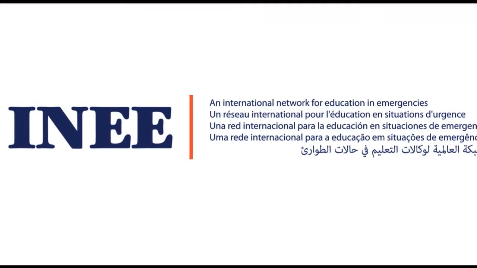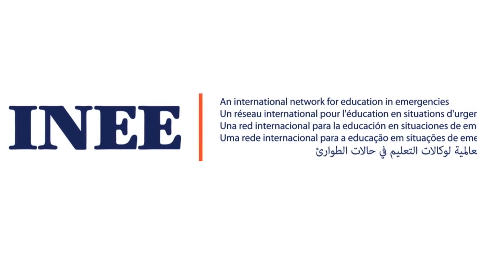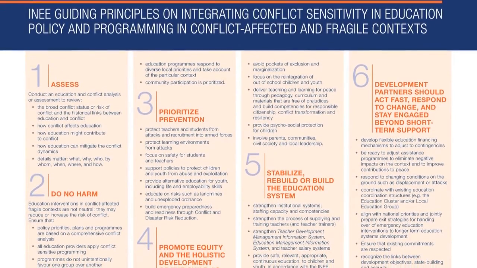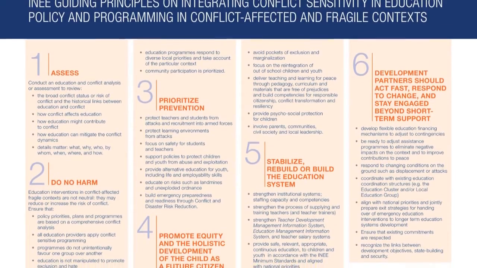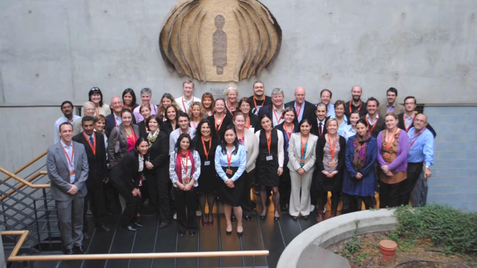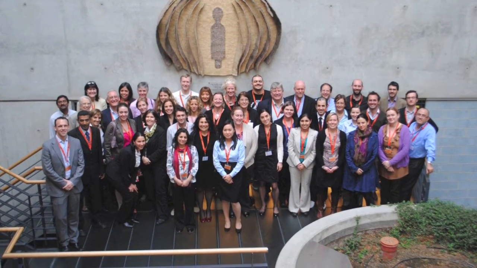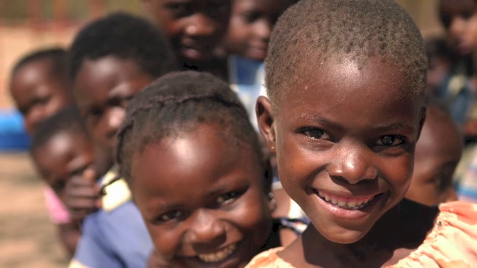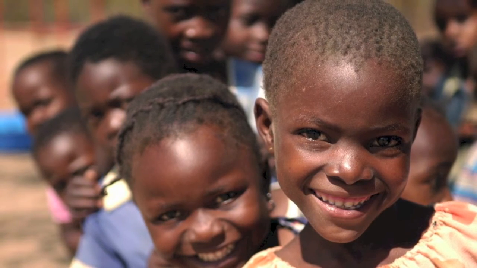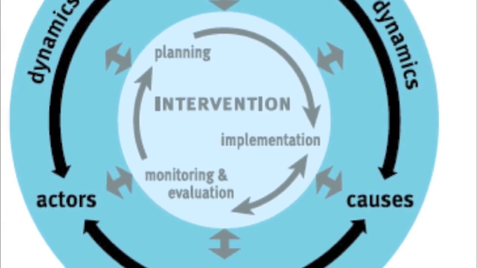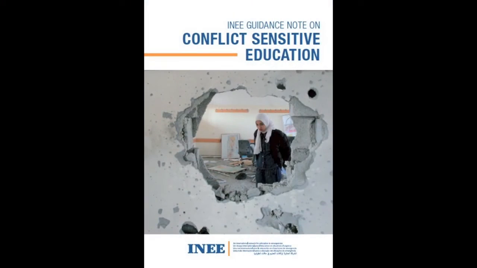The Interagency Network for Education in Emergencies, INEE, has developed a set of guiding principles on the integration of conflict sensitivity in education policy and programming. These guiding principles are the result of the collaboration between 26 organizations. They provide a common framework to ensure children's access to quality and equitable education. The principles are accompanied by a diagnostic tool and the INEE guidance note on conflict-sensitive education.